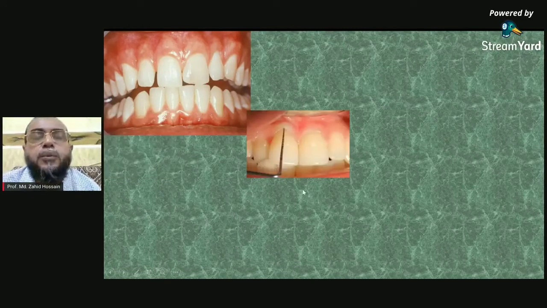If you want to probe it to know how much the gingival sulcus depth is, you have to take a probe. You know the different types of probes we use for probing.